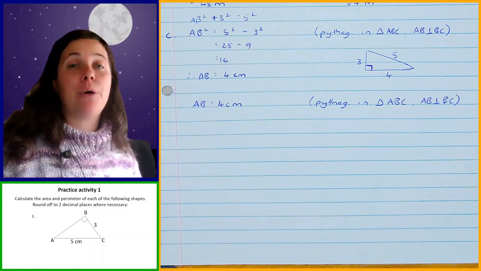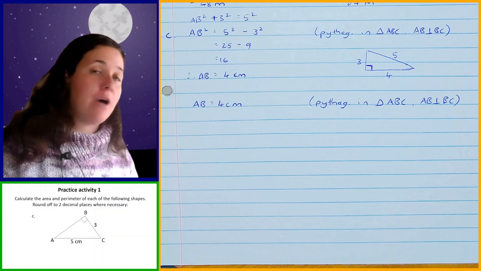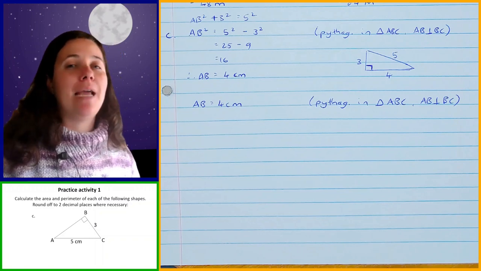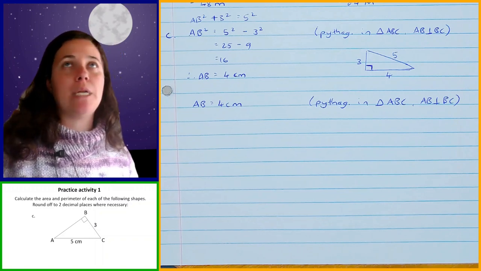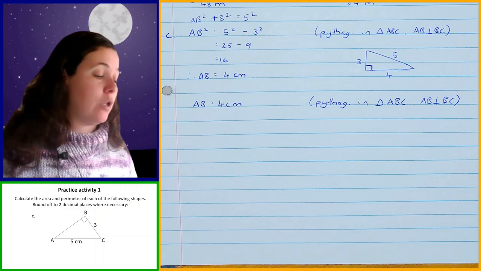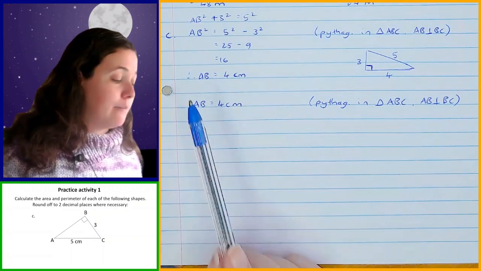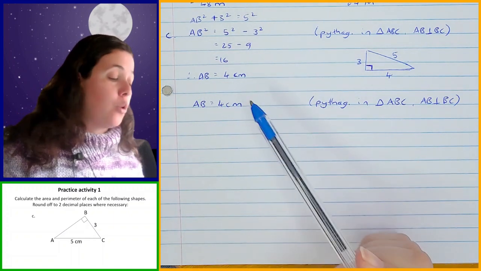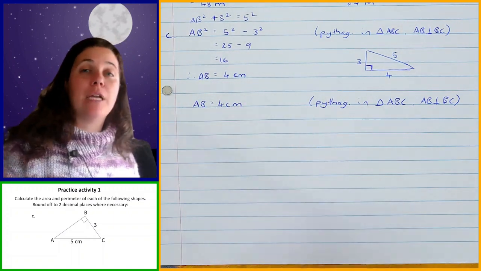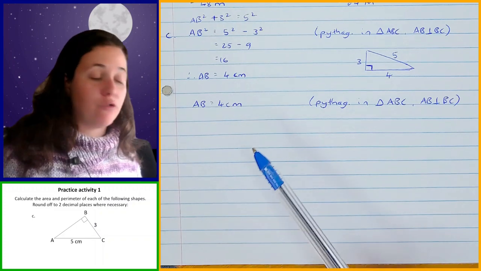There are other Pythagorean triples as well. You have 5, 12, and 13. You have 8, 15, and 17. You have 20, 21, and 29. There are others as well. This is the most common one. This is the one that you can skip the working out when you get a triangle like this, which is a 3, 4, 5 triangle.